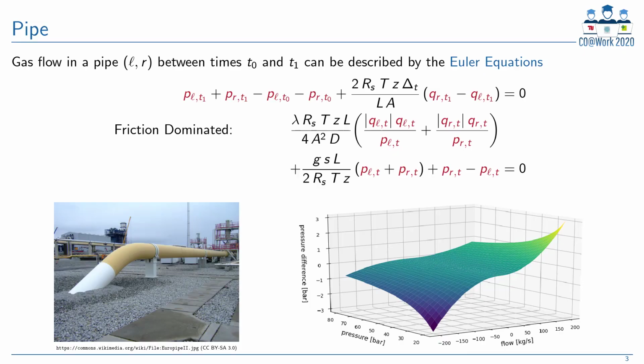After this demonstration of a basic gas network operation example, we want to take a closer look now at the single elements and their corresponding models. We start with the pipes.